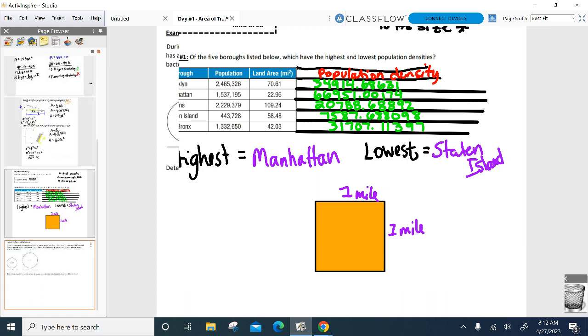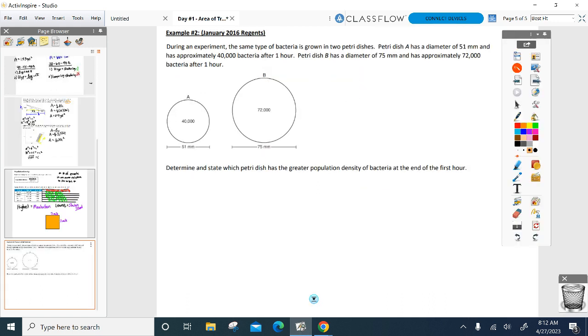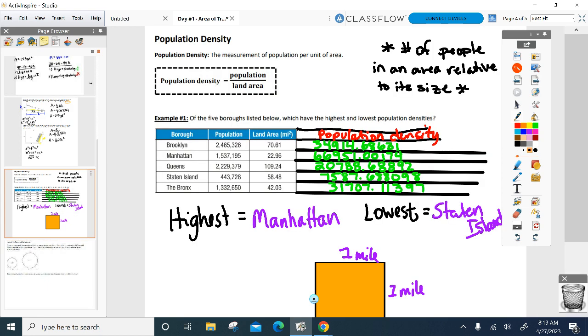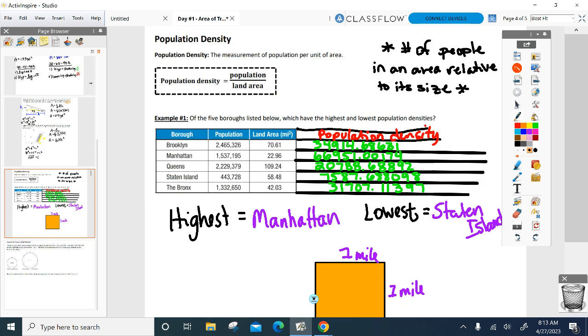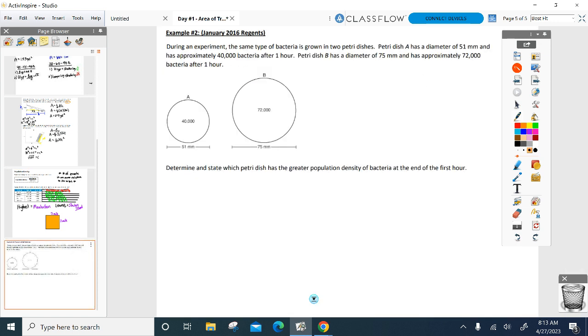All right, one more with population density before we get out of here. Okay, I have two petri dishes. Petri dish A's got about 40,000 bacteria on it. B's got 72,000 bacteria. Which petri dish has the greater population density? Well, there's a problem here that we didn't have in the last one. The last one, we had both values and we could plug them into the formula. Remember what the population density formula is? Population, which we have. That's our 40,000 and 72,000. What are we missing? The area of each petri dish, right? So that's what we need to calculate first is the area so I can do the population density.